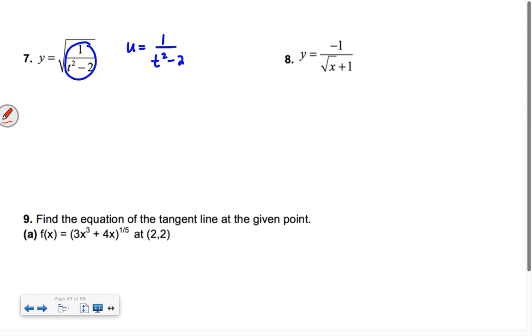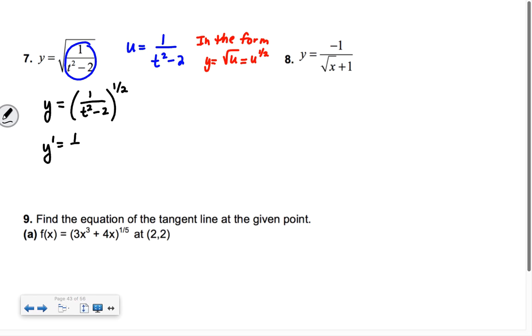So this is in the form the square root of u. So do we know how to take the derivative of the square root of u? Yeah, it's u to the 1/2, so let me write it as 1 over t squared minus 2 to the 1/2. So its derivative is going to be 1/2, the u value to the negative 1/2, times the du. So I'm going to have 1/2 times 1 over t squared minus 2 raised to the negative 1/2 times, and this is going to involve the quotient rule. So our derivative of u, so here's where u is.